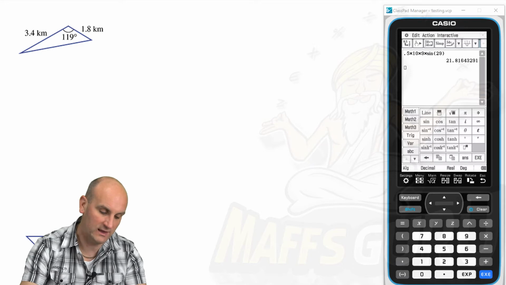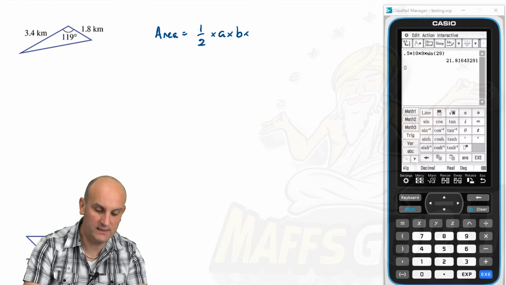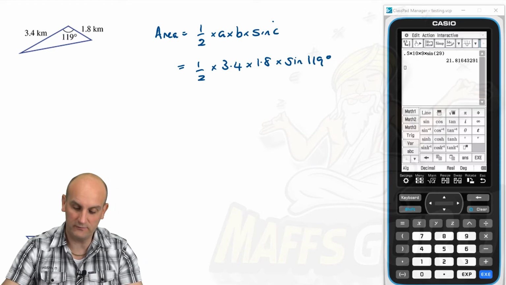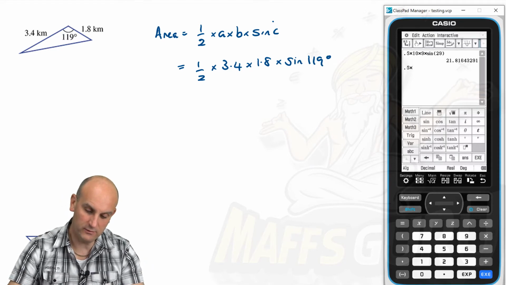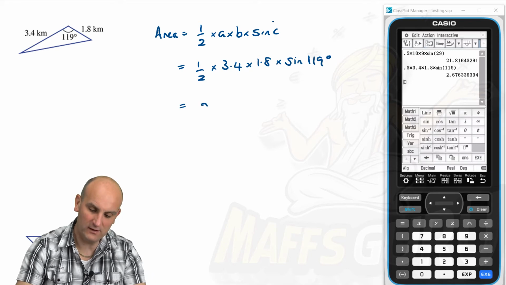Absolutely. So let's say our area is equal to a half times A times B times the sine of angle C, which gives me a half times 3.4 times 1.8 times the sine of 190 degrees. So 0.5 multiplied by 3.4, no, multiplied by 1.8, multiplied by the sine of 190 degrees. Close the brackets, hit enter, and we get the fabulous value of 2.7, which says to one decimal place 2.7 kilometers squared.